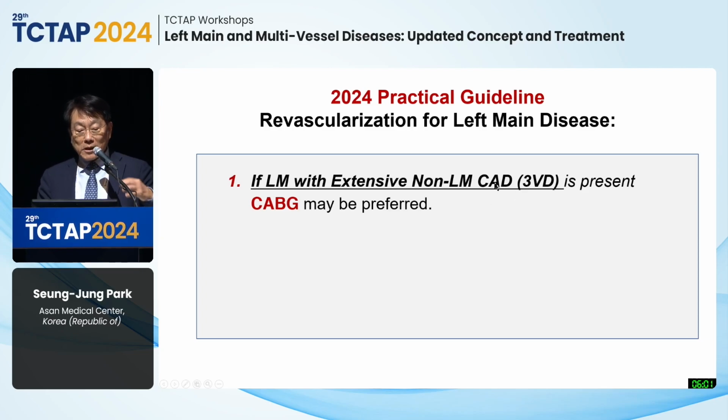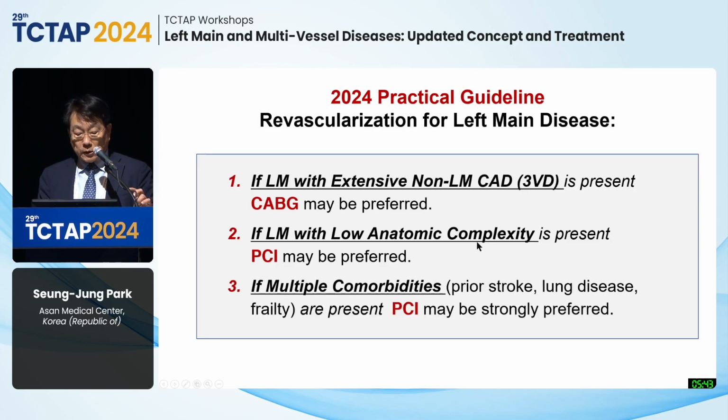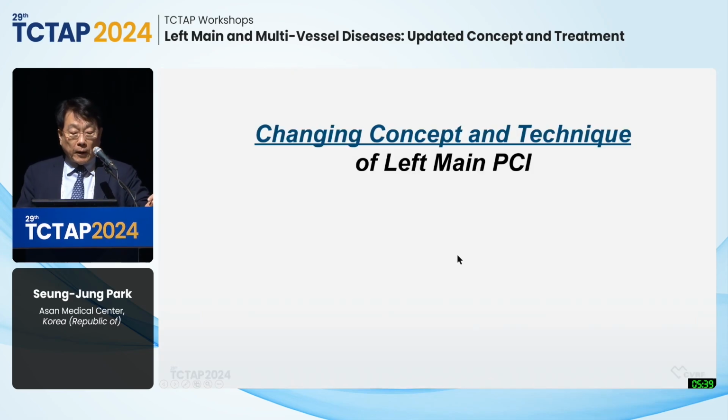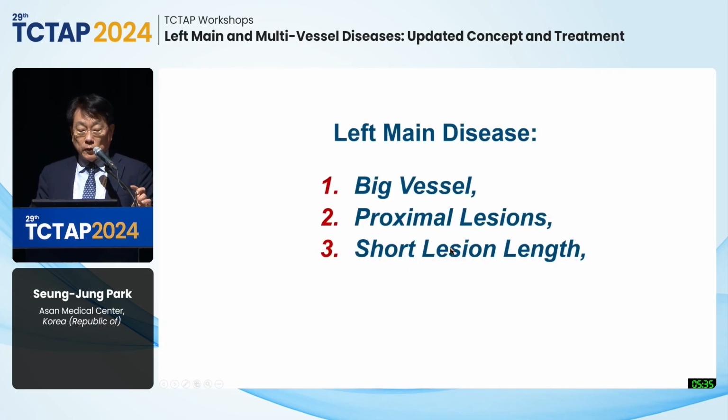So I would say the practical guideline for left main disease is this: left main with extensive non-left main coronary artery disease, when a high SYNTAX score is present, bypass surgery may be preferred. Left main with low anatomic complexity, when a low or intermediate SYNTAX score is present, PCI is better. With multiple comorbidities, PCI may be better. Right. Recent changing concepts and techniques for left main PCI.